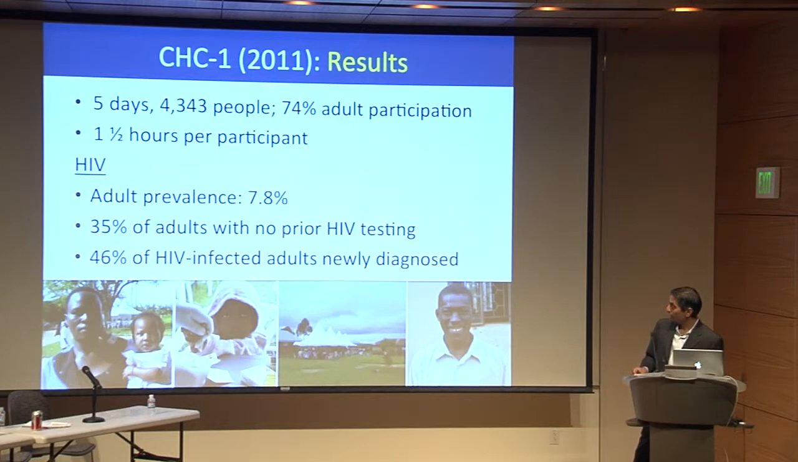And what we found, an adult HIV prevalence of 7.8%. 35% of adults reported never having tested for HIV before. And of the people who tested HIV positive, 46% were felt to be newly diagnosed.